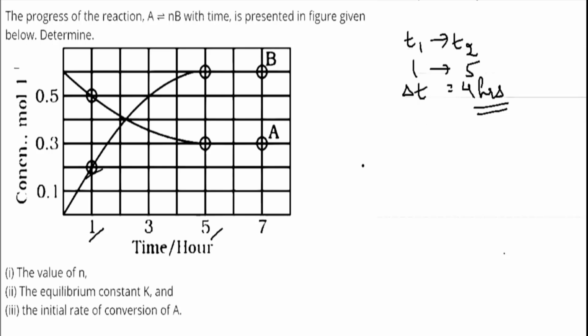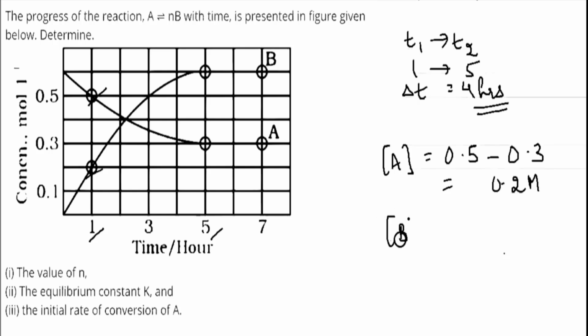Now what we need to do is find out firstly the decrease in the concentration of A, because A is the reactant and as the reaction proceeds its concentration will decrease. The initial concentration I am taking here is 0.5 at time 1 hour, and at 5 hours its concentration is 0.3. So write down 0.5 minus 0.3. The value you will get here is 0.2 molar. So this is your concentration change of A.